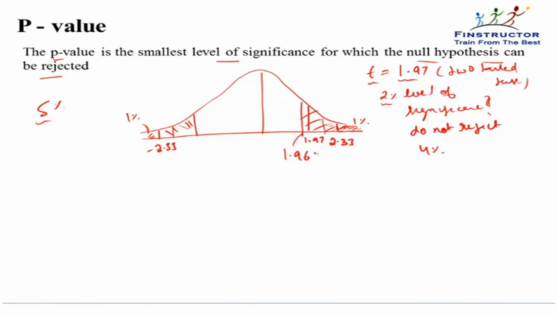So with 1.96 as the critical value and the calculated statistic as 1.97, will we now be able to reject the null? Yes, because it is more extreme than the critical value.